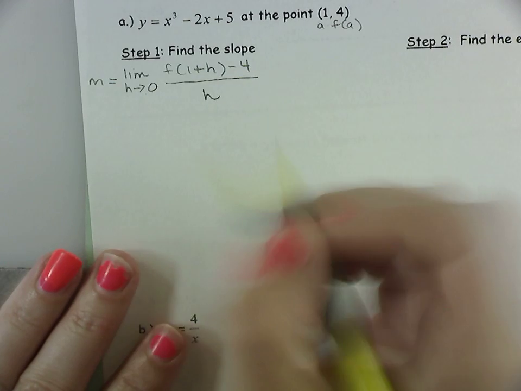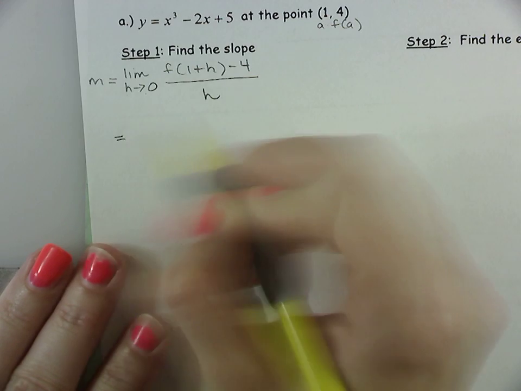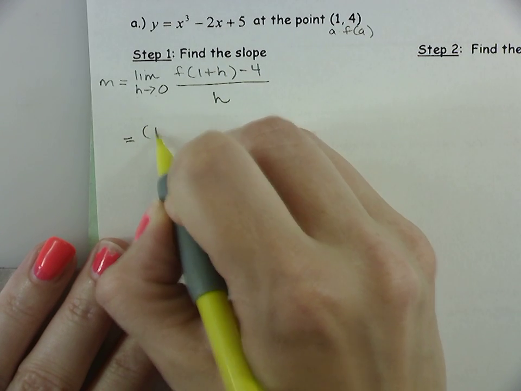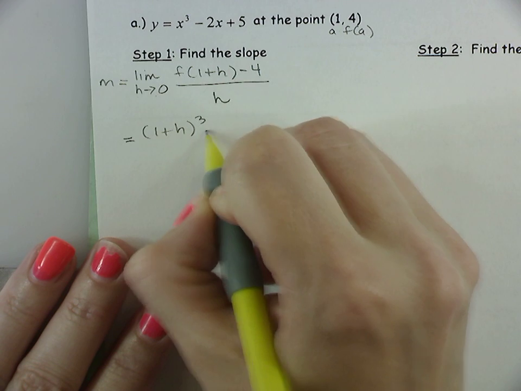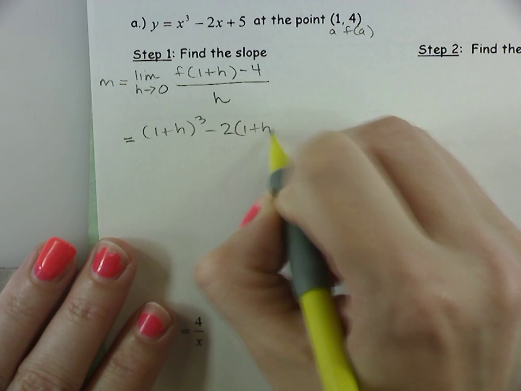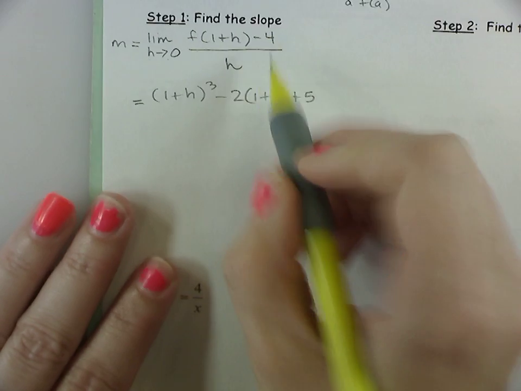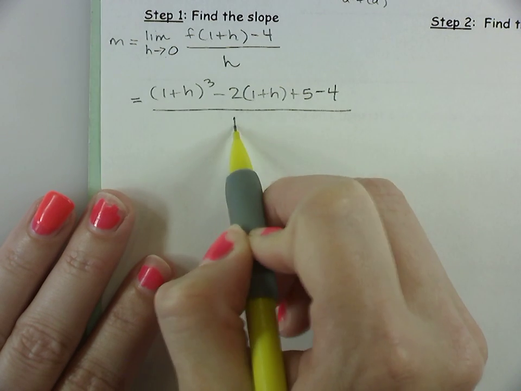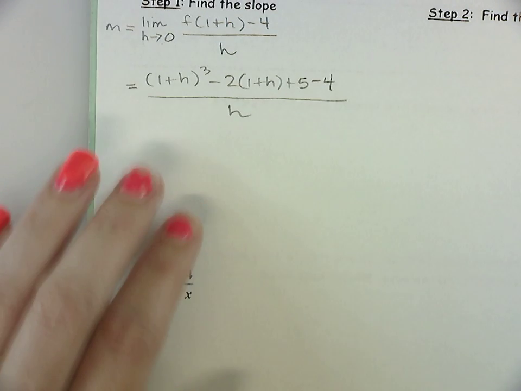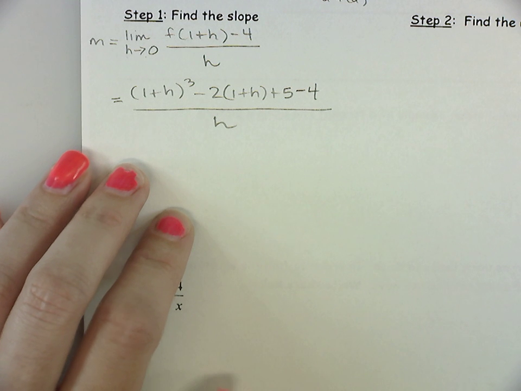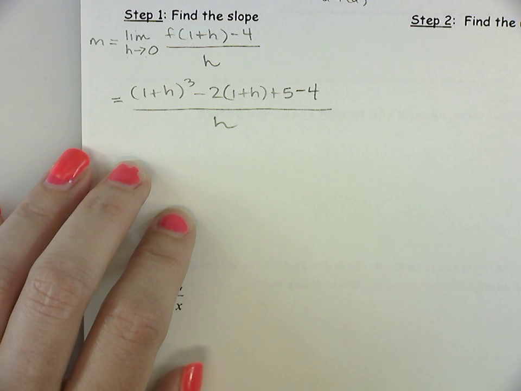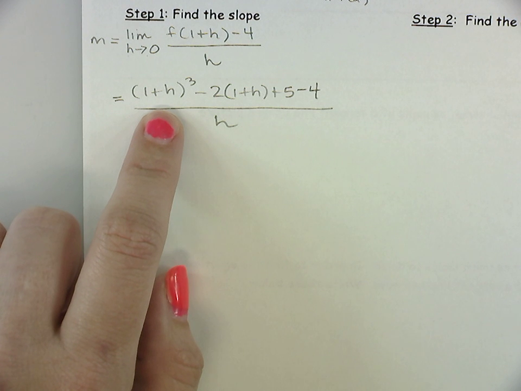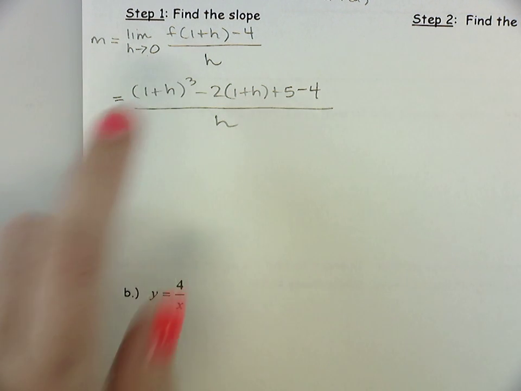Okay, so now what we're going to do is substitute. This is the limit as h goes to 0. If I plug this in, it's 1 plus h cubed minus 2 times 1 plus h plus 5. And then I still have the minus 4 here, all over h. So now you can see why I made you do the prior work. Because what do we have to simplify? Yeah, the 1 plus h cubed.